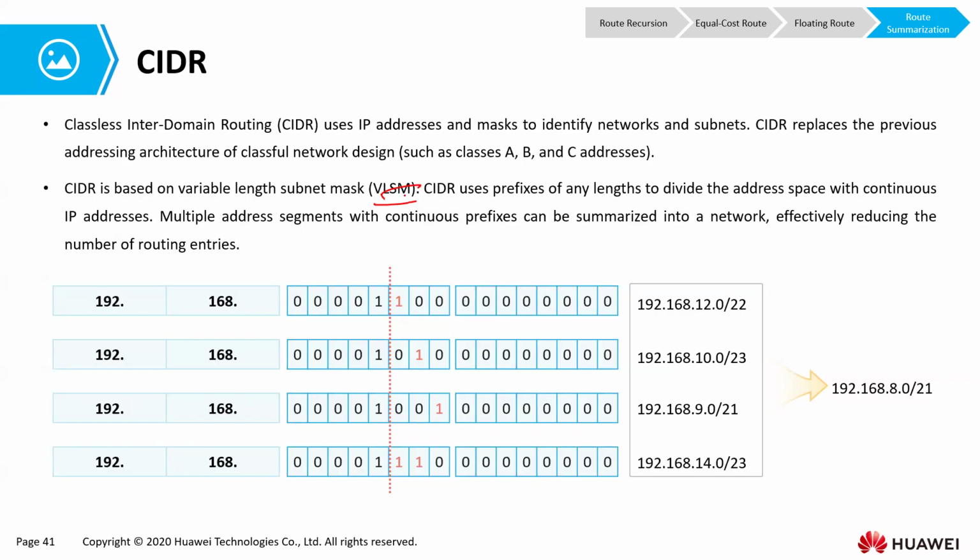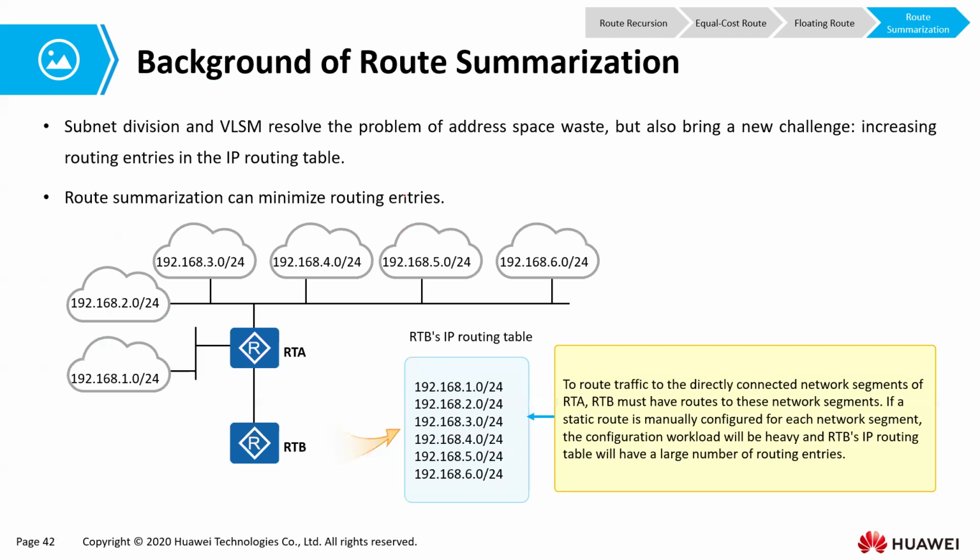CIDR has an issue which requires what we call route summarization. Right. Subnet division and VLSM resolve the problem of address space waste, but also bring a challenge, increasing route entries in the IP routing table. Route summarization can minimize route entries.